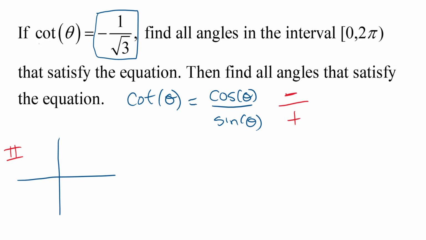Or it would also be negative if the cosine was positive and the sine was negative. Well, what quadrant has a positive x value but negative y value? And that would be quadrant 4. So we're going to get a solution in quadrant 2 and a solution in quadrant 4.